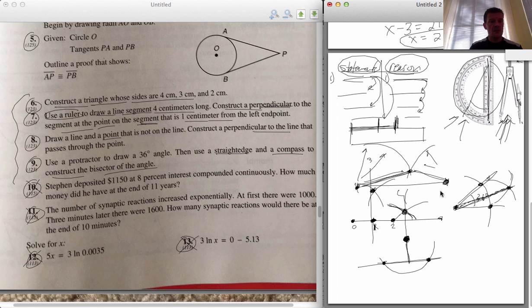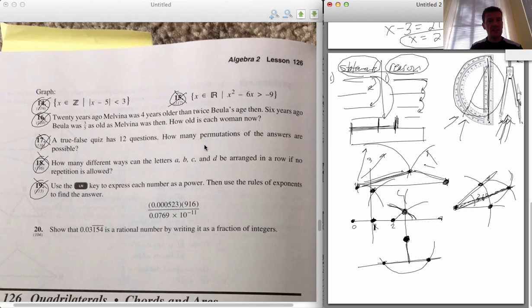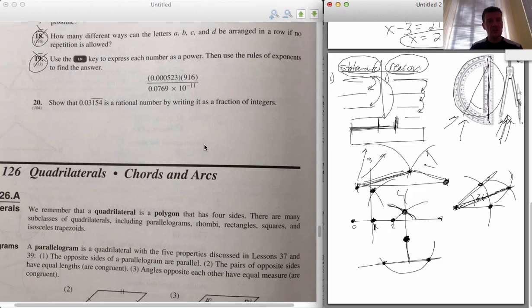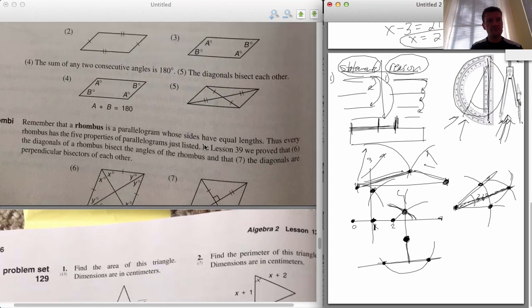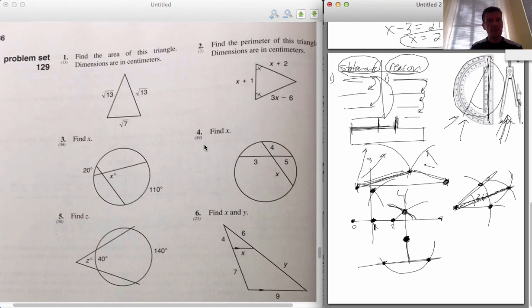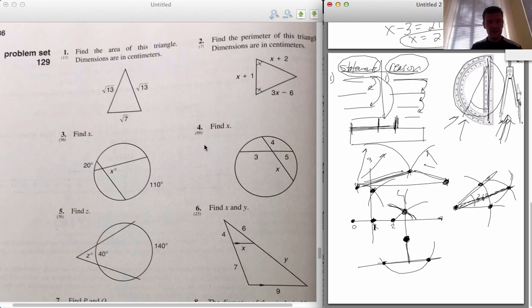Okay? Alright, that's good enough for construction for right now, and I think that takes care of everything 121 to 125. Alright, the last set here is dealing with problem set number 129. So I'll look for problems that go 126, 127, 128, and 129.